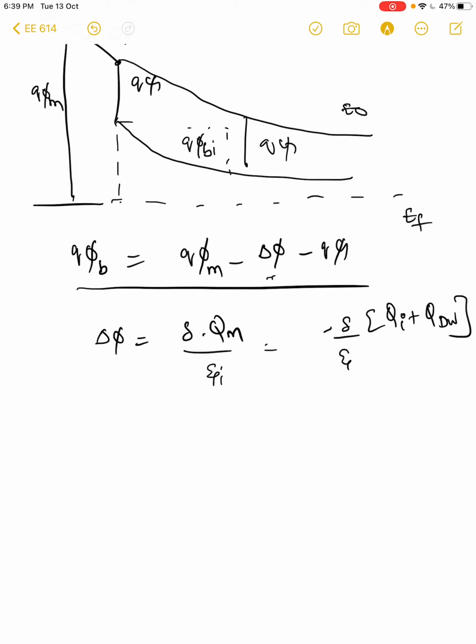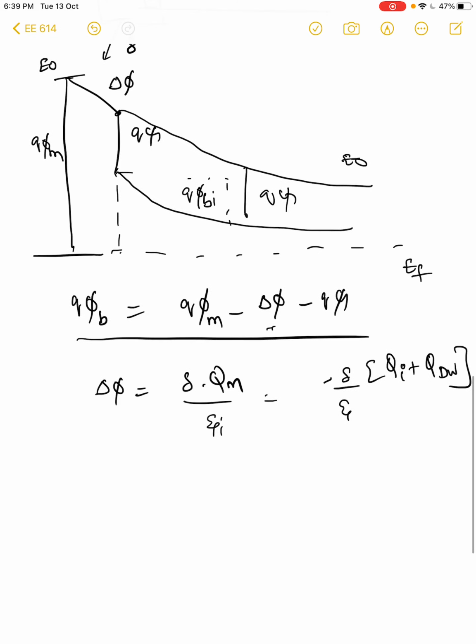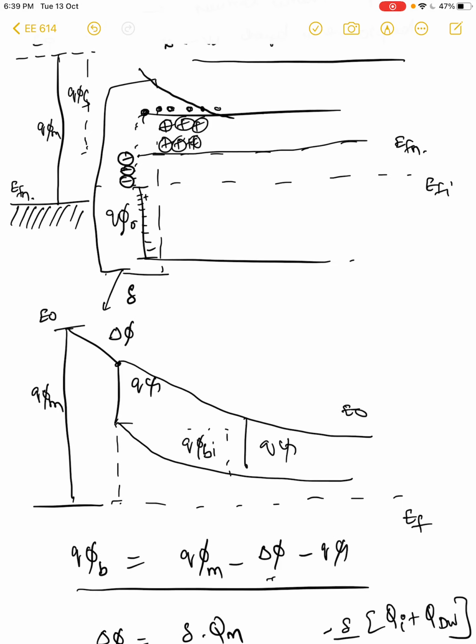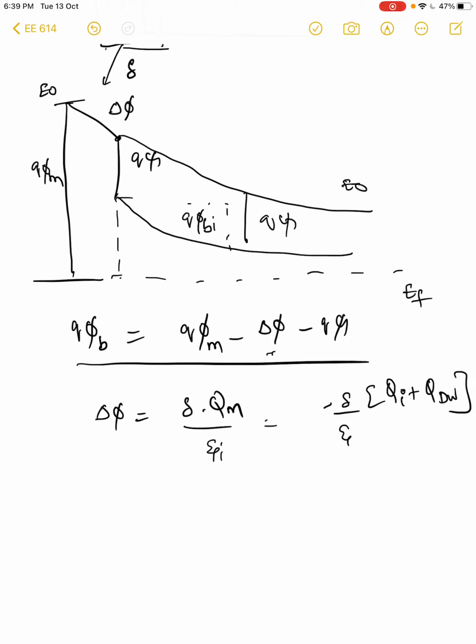Your metal charge density, because of charge neutrality, should be equal and opposite to the total charge at the interface as well as the depletion width. So this is what typically happens, right? So now let us see what happens to the barrier height for various densities of interface charges.